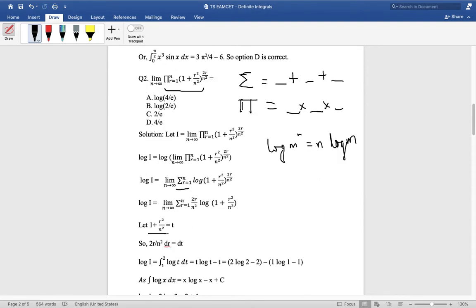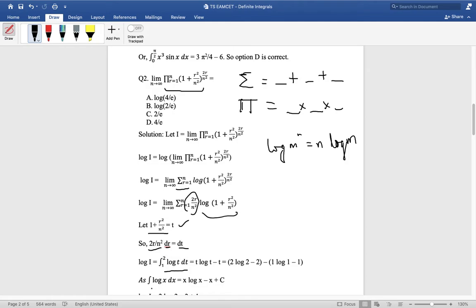Now let us assume 1 plus r square by n square is equal to t. When I take the differential, 2r by n square dr is equal to dt. But when r is equal to 1, t is equal to what? 1 plus 1 square by n square, and n tends to infinity, so this will become 0. When r is equal to n, this will become 1 plus n square by n square, which is 1 plus 1 equals 2. So the upper and lower limits are 1 and 2. Okay, and this whole thing is t, so this will be log t, and this will become dt. So integral of 1 to 2 log t dt.